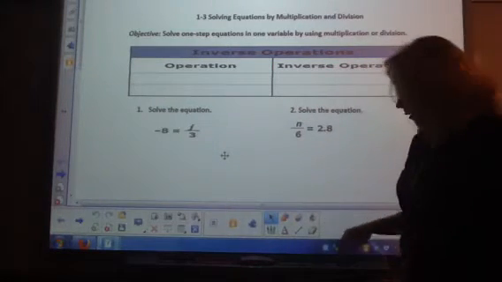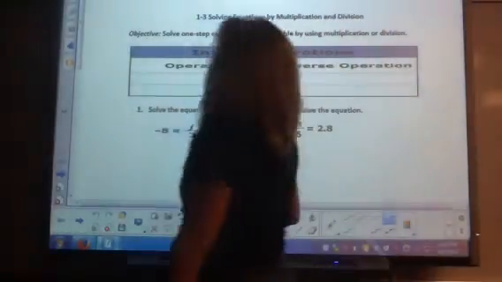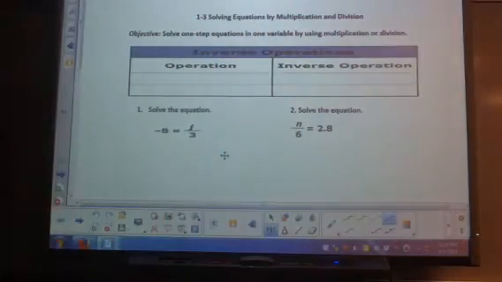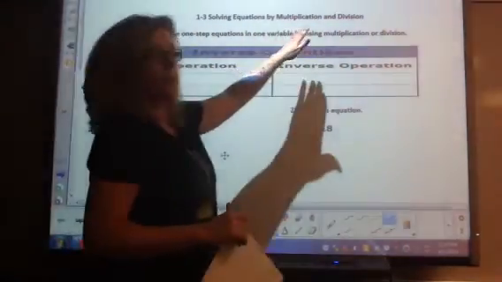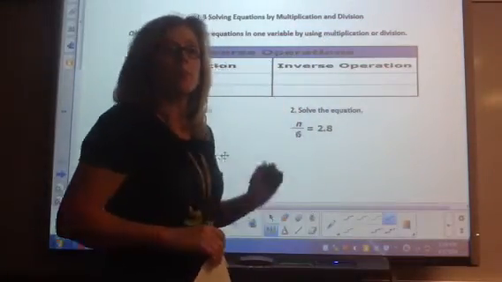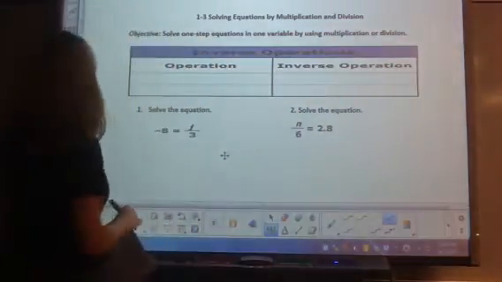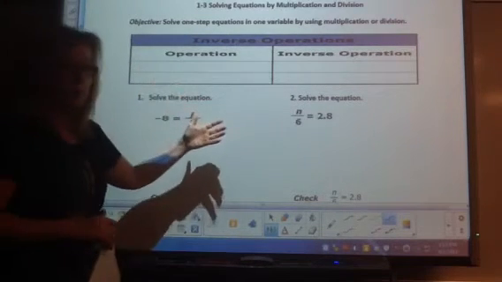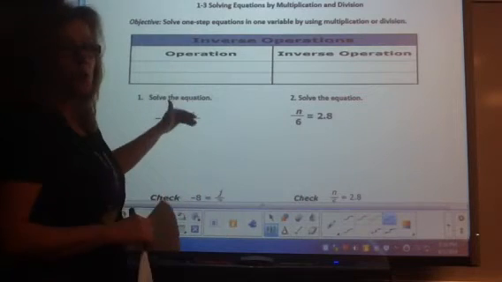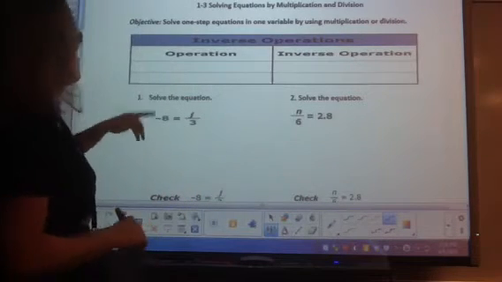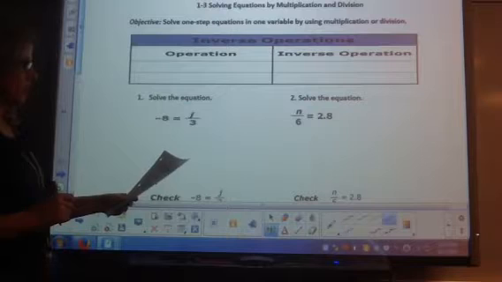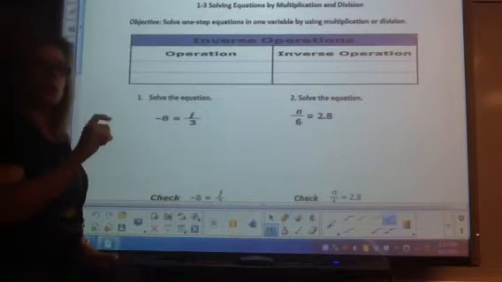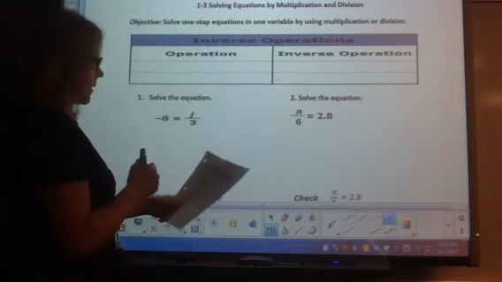Okay, this is for Period 2 Algebra, and today what you're going to be learning is solving equations by multiplication and division. Class, most of this should be reviewed, okay? Actually it's one-step equations, so I would hope that everybody in here is strong with one-step equations. But let's talk about the inverse operations, okay? Inverse is what cancels out or undoes that operation.